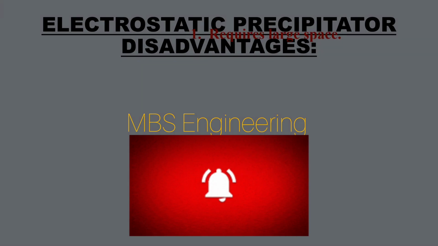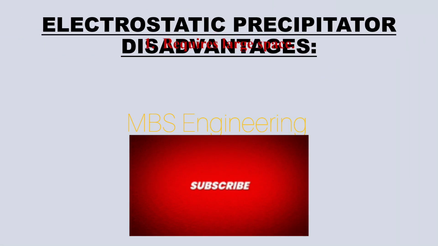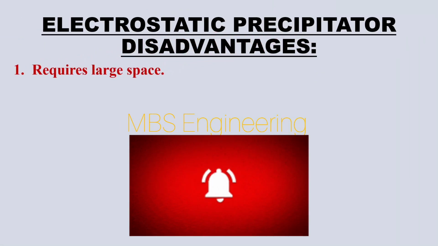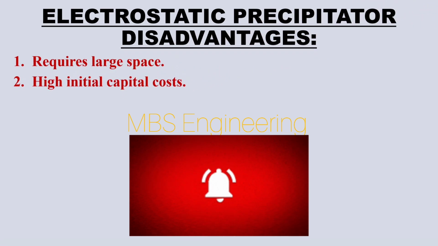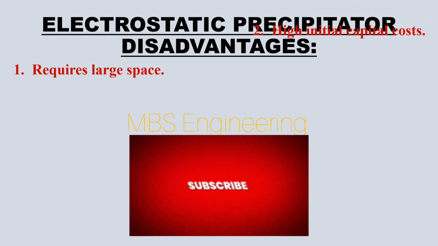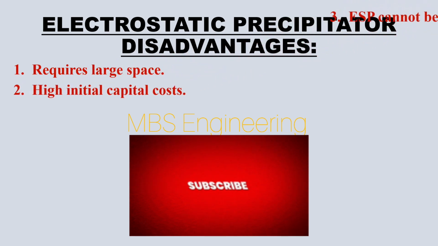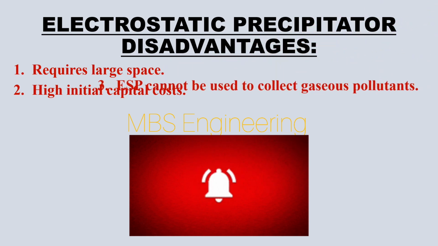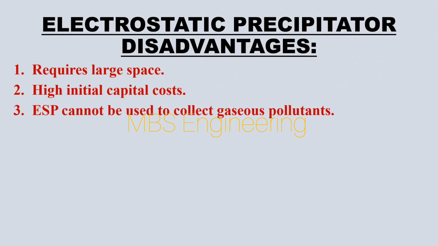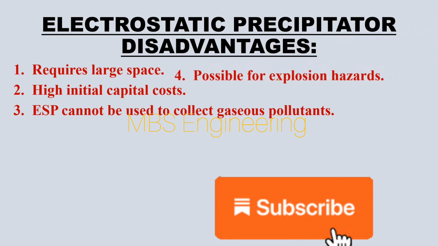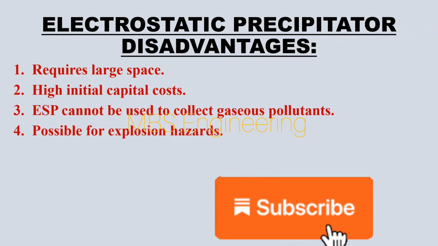Next, we are going to understand the disadvantages of the electrostatic precipitator, ESP. We will discuss in the detailed description of the disadvantages of the electrostatic precipitator ESP. Point number 1. Requires a large space. Next, point number 2. High initial capital costs. Next, point number 3. ESP cannot be used to collect gaseous pollutants.